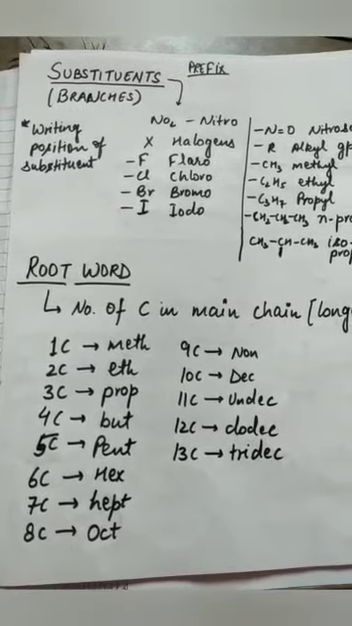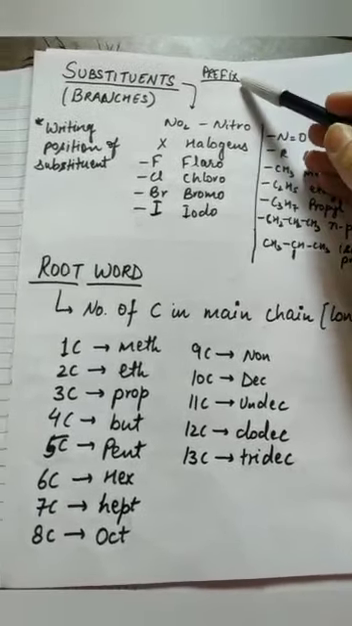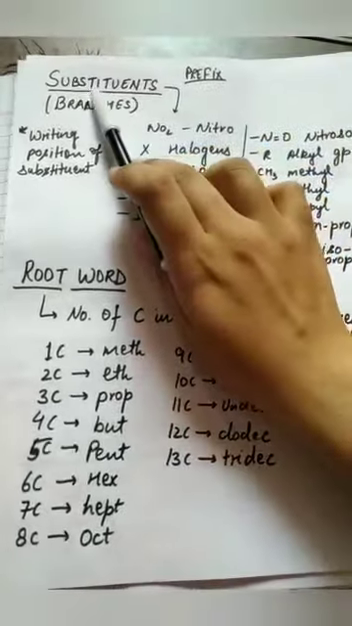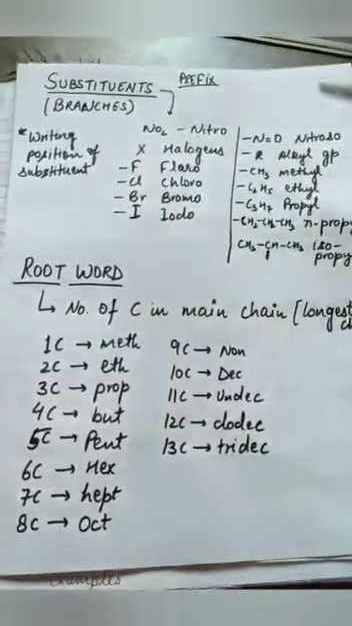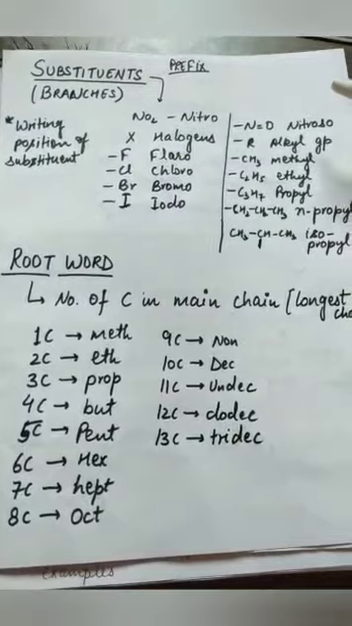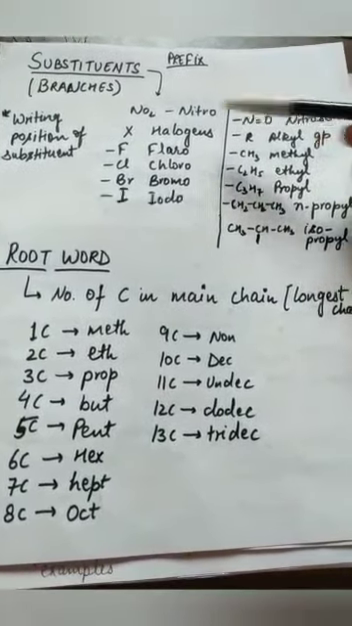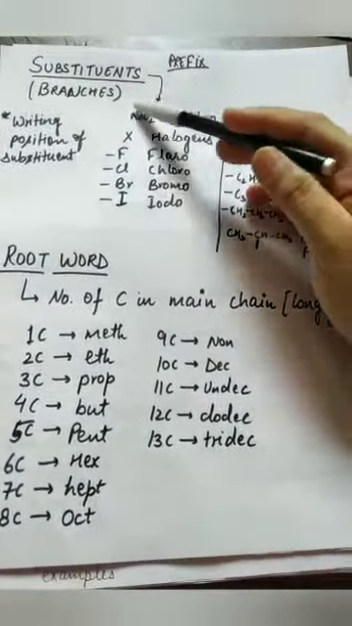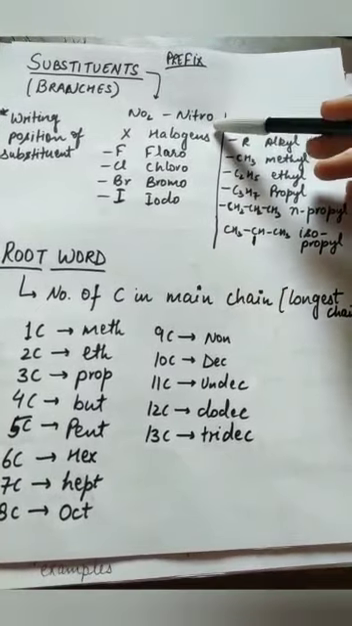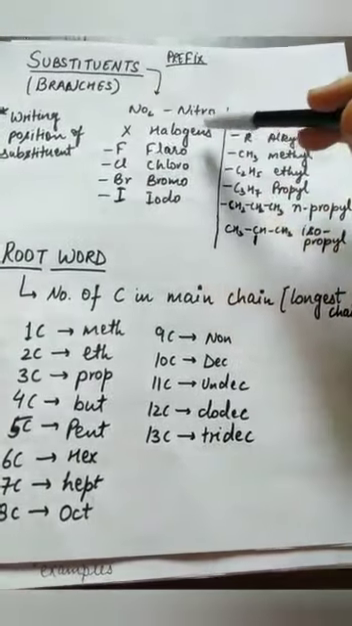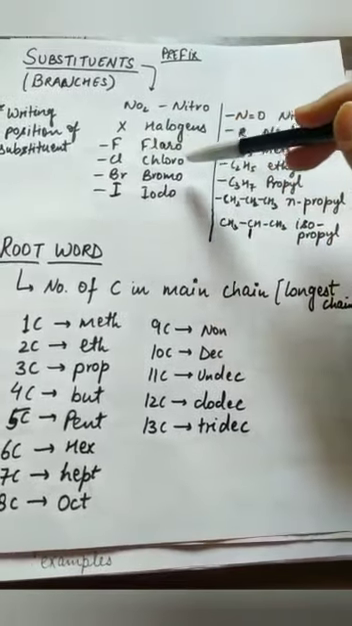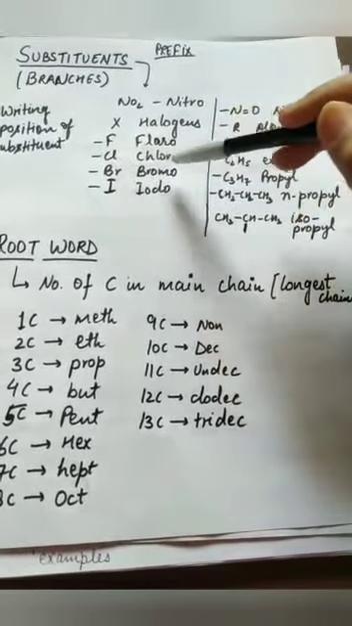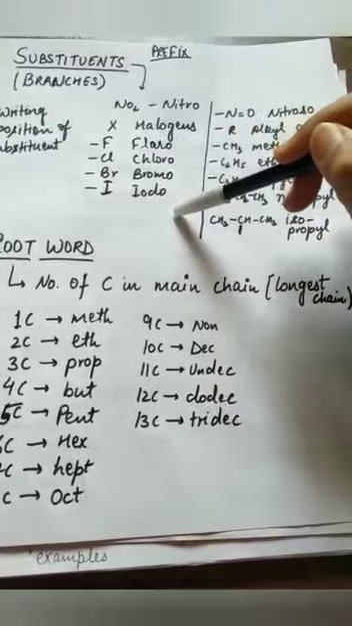Okay, now first let us discuss about prefix. So in prefix first we will discuss substituents or the branches. What are the substituents or the prefix? Some are which are attached. I will tell you the names. If it is NO2 is attached, we will write nitro. If any halogen is attached, like if fluorine is attached, fluoro, chlorine is attached, chloro, bromine, bromo, iodine, iodo.